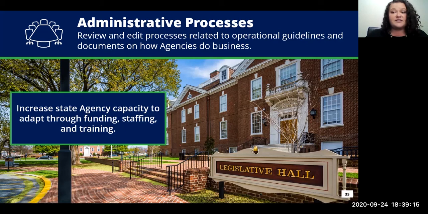The first action is to increase state agency capacity to support adaptation to climate change and sea level rise through funding, staffing, and training. Many of the adaptation actions may need additional resources, as the current available resources may not be enough to implement some of the possible actions. Thus, identifying new resource opportunities will be an important piece to maximize resilience in Delaware.